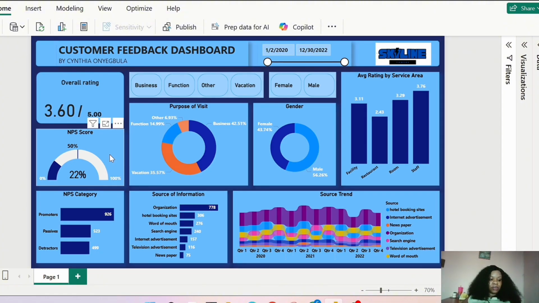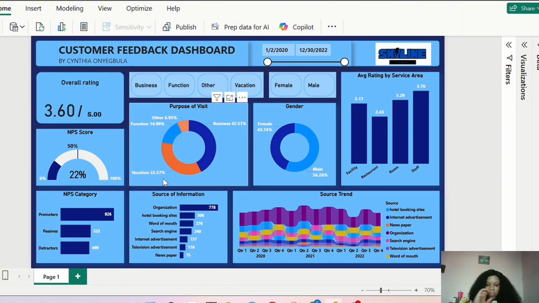Now let's look at another thing, the purpose of visit. Looking at this donut chart, we can see that there are 4 main reasons why people visit our hotel. And currently, we have more business visitors than any other. Business visitors stand at a whopping 42.5%. And then we have vacationers coming second at 35.5%, people coming on functions, and then people visiting for other reasons.